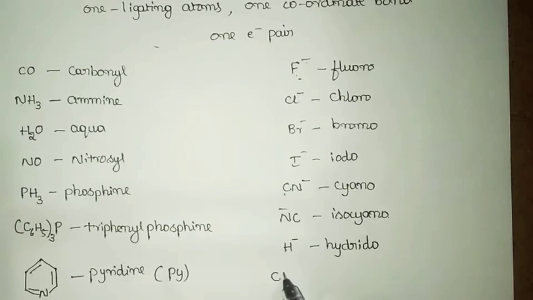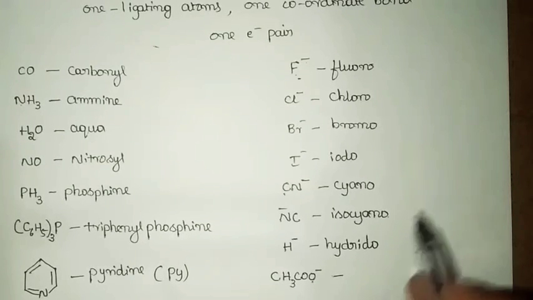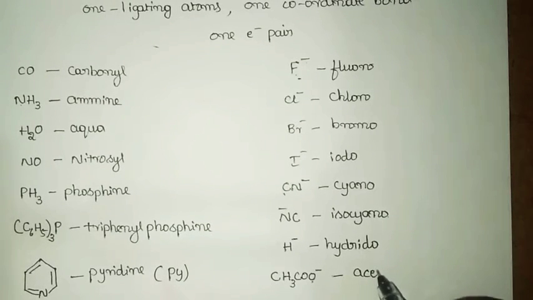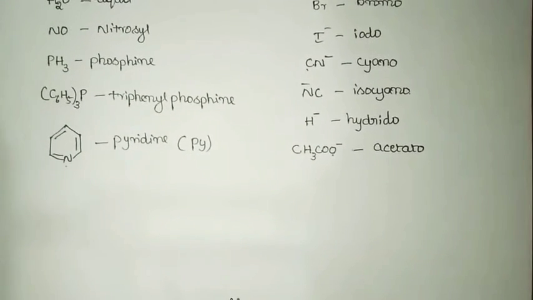Then CH3COO minus. Here the ligating atom is the last oxygen. We know that CH3COO minus is acetate. The last letter is changed to O, so it becomes acetato. That is the way we change the names of these negatively charged ligands.